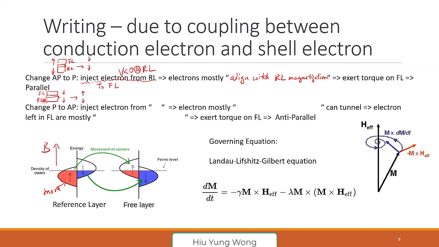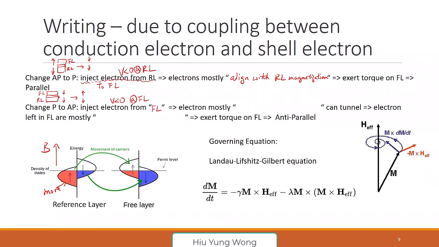Actually, I learned this when I was at Synopsys, and we had a software to simulate it. My manager and I both didn't understand it at that time. So it was parallel. How do you make it anti-parallel? What we are going to do is inject electrons not from the reference layer, but from the free layer. How do I inject electrons from the free layer? I should apply a voltage smaller than 0 at the free layer, so I change the polarity. So the electrons inject from the free layer to the reference layer.